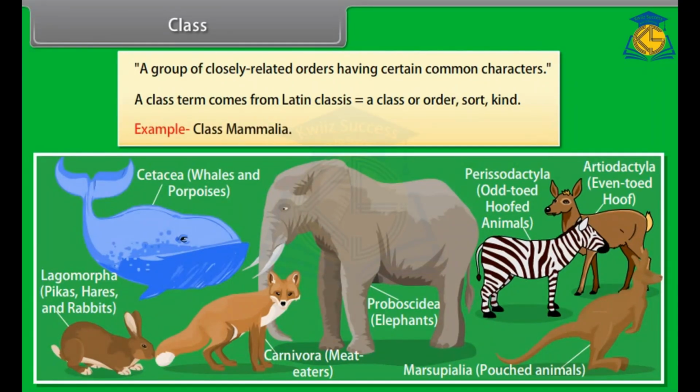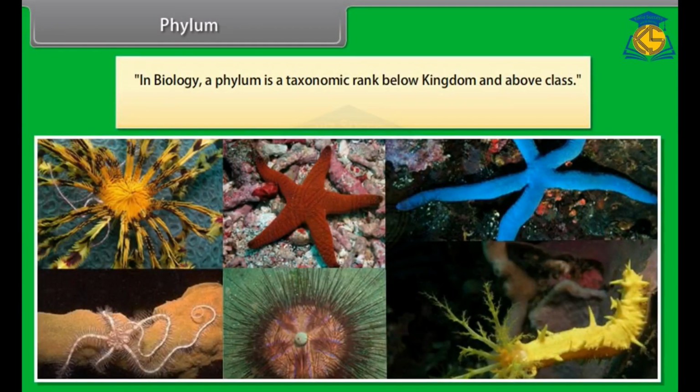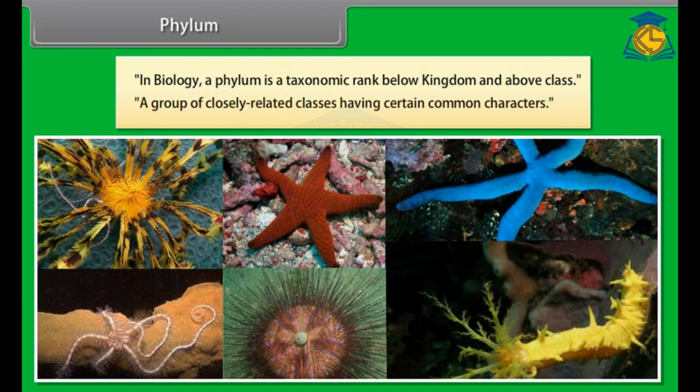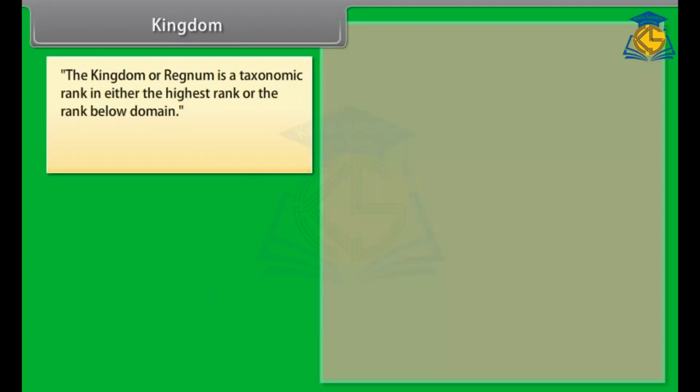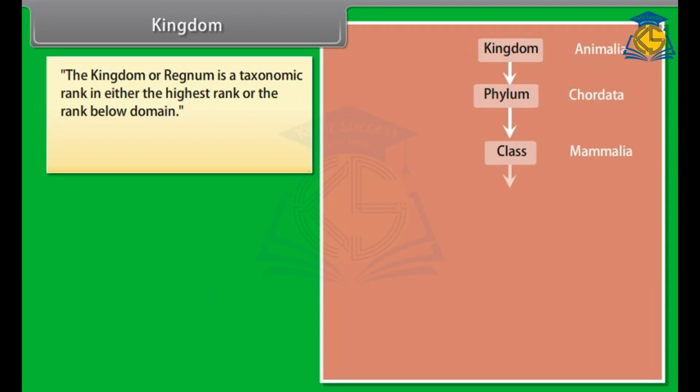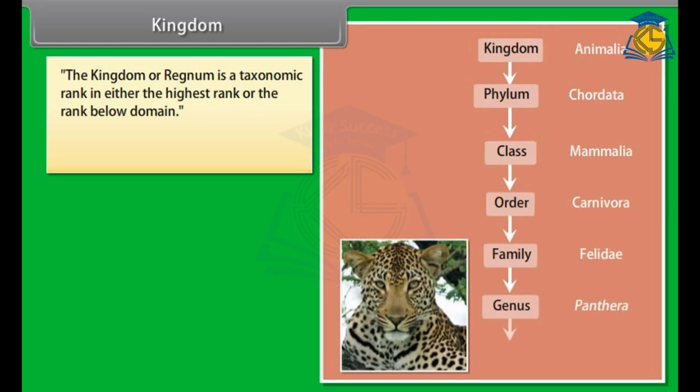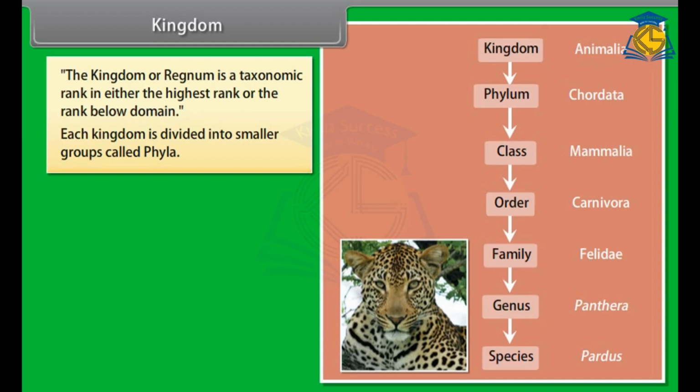Example: class Mammalia. Phylum: in biology, a phylum is a taxonomic rank below kingdom and above class. A group of closely related classes having certain common characters. In botany, phylum is equivalent to division. Kingdom: the kingdom or regnum is a taxonomic rank, either the highest rank or the rank below domain. Each kingdom is divided into smaller groups called phyla.